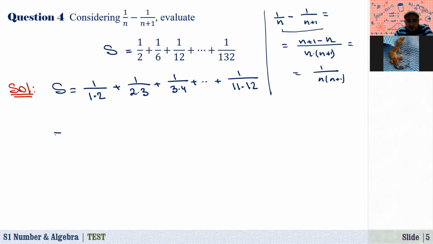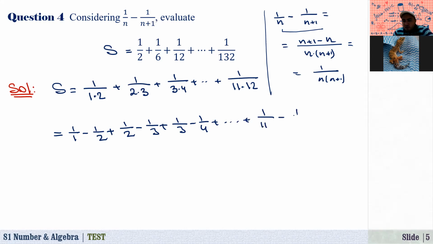So using this method, the first one I can write as 1 over 1 minus 1 over 2, plus the second fraction as 1 over 2 minus 1 over 3, plus the third one, 1 over 3 minus 1 over 4, dot, dot, dot, and the last fraction is 1 over 11 minus 1 over 12, right?